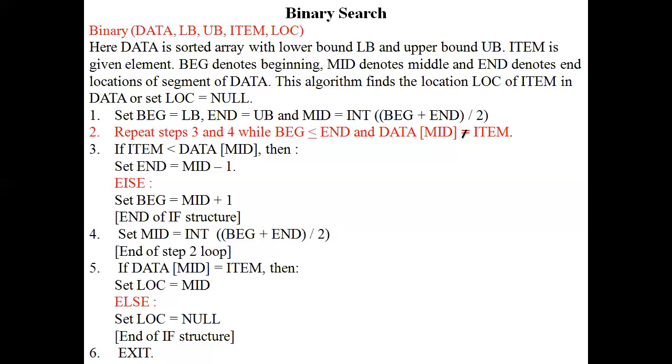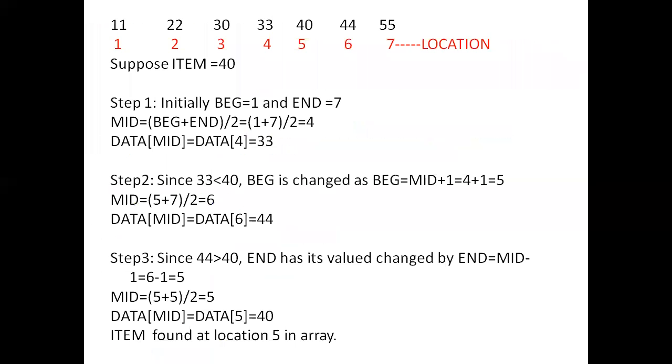I will give you one example so you will understand better. Binary search always works on a sorted array. You can see the elements 11, 22, 30, 33, 40, 44, 55. There are 7 elements in the array, arranged in ascending order. So the binary search uses a sorted array only.